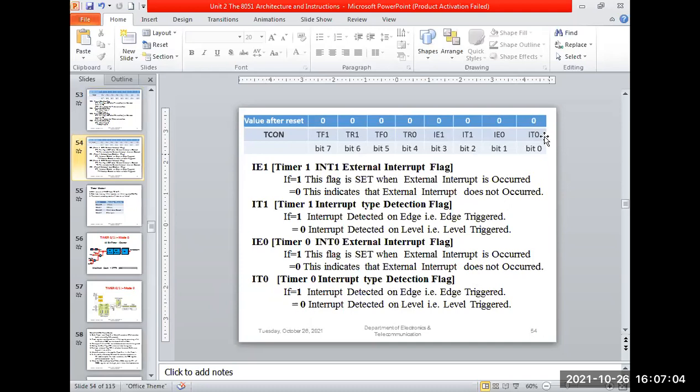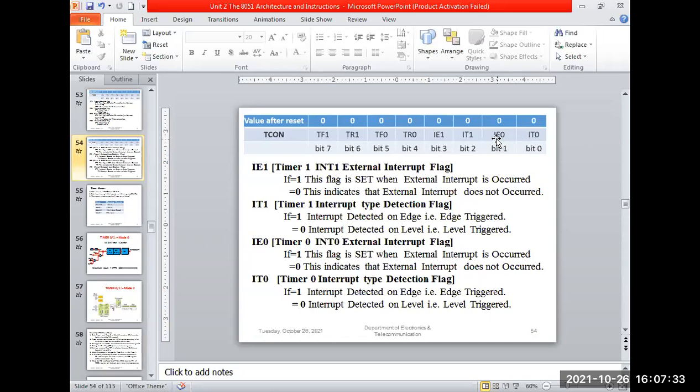Similarly, bit number 2 is IT1, which is for timer 1. In the same case, if the IT1 bit is equal to 1, it becomes edge triggered, and if the IT1 bit is 0, it becomes level triggered. So these bits are for finding the type of triggering, either level or edge triggered.